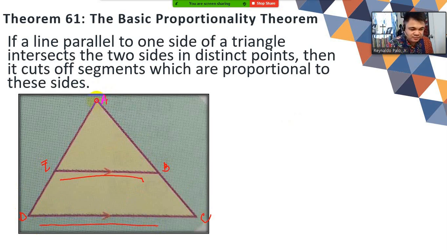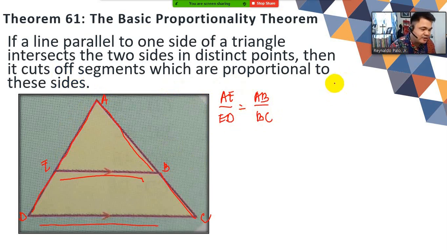Let's start with this. We can form the ratio segment AE over segment ED equals the corresponding segments, segment AB over segment BC. That's the first proportion. Take note of this, guys, this one is the theorem. Now, note that there are two triangles here, the smaller and the bigger one, if we separate them, because here the smaller triangle is coinciding with the larger triangle.